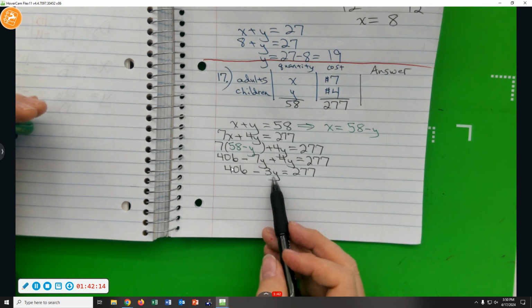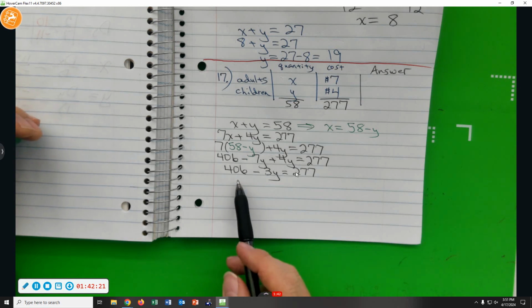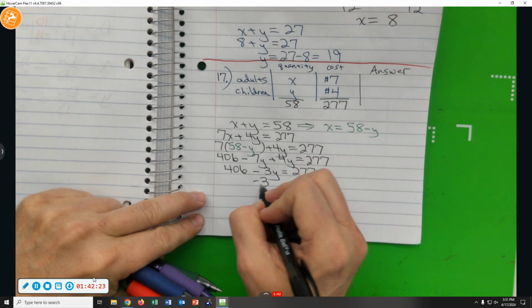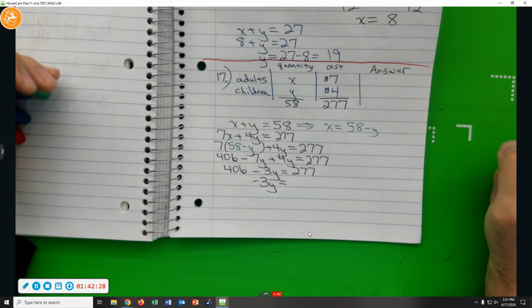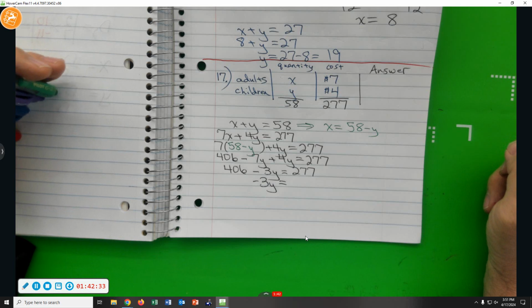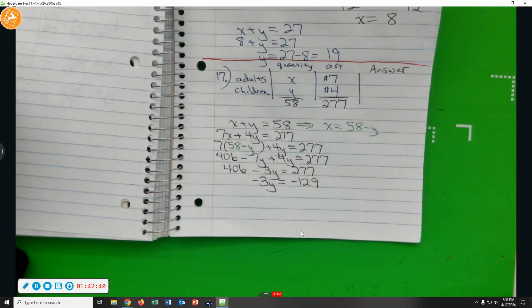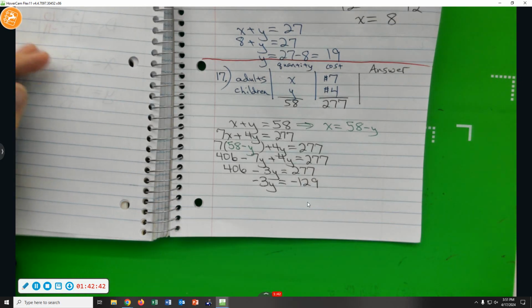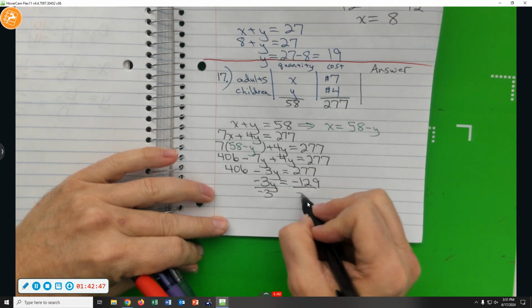We need that Y term by itself, so what will we do? Subtract the 406. We have negative 3Y equals 277 minus 406. 277 minus 100 is negative 123 plus, am I getting a negative 129? And then divide by negative 3. This is going to give us a positive Y value.